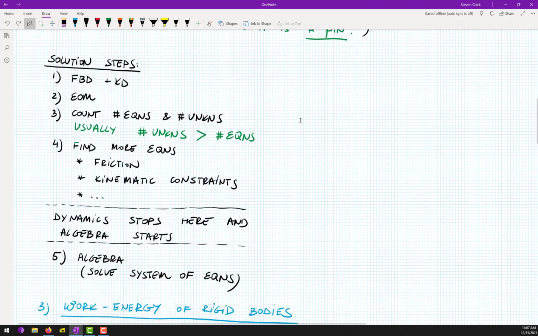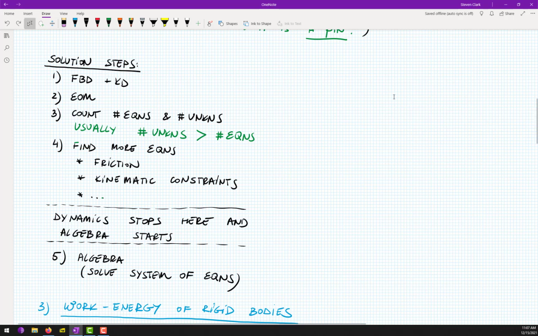Now, solution steps. I usually take such solution steps when I detect that the problem can be solved via kinetics of rigid bodies. Okay, before I cover these solution steps, there is a question, Trevor.